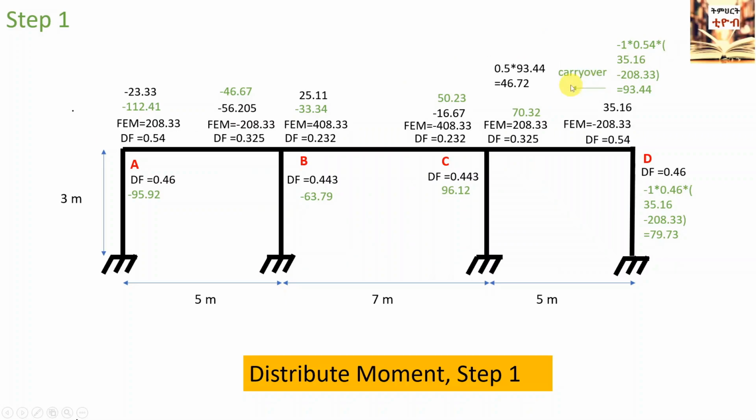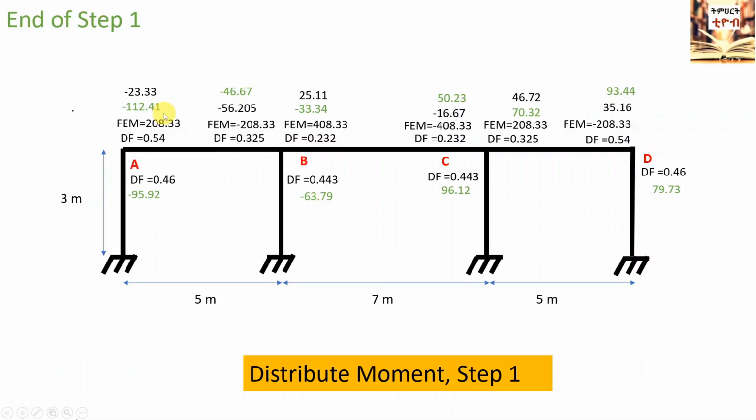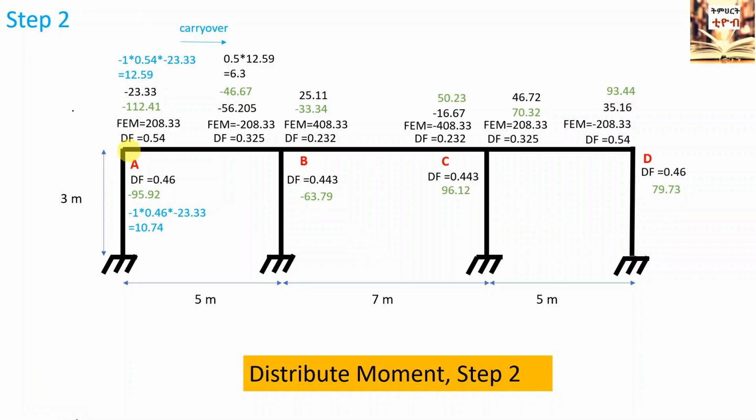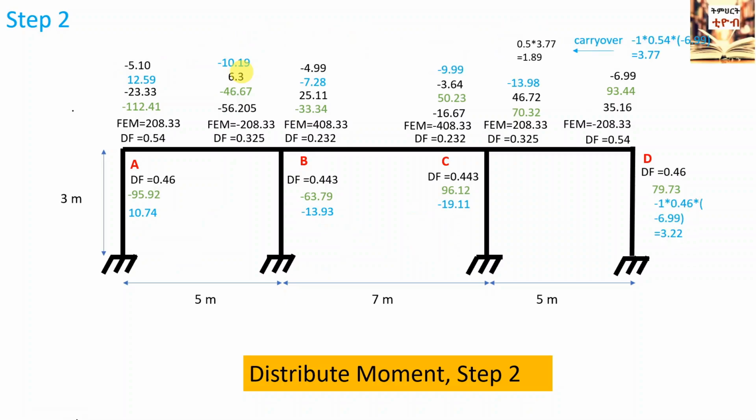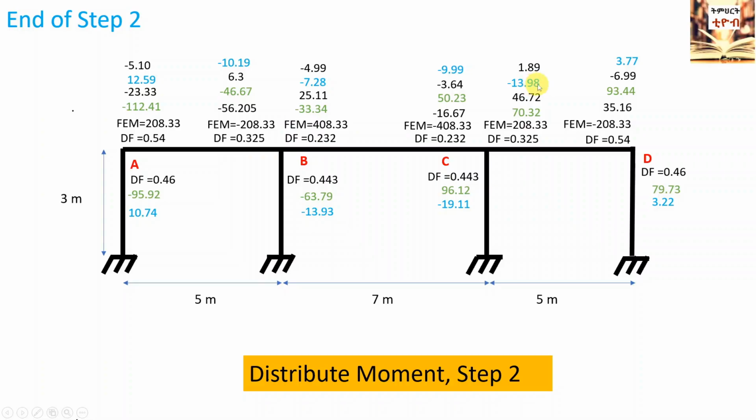Now we have completed the first step of balancing. You see all the balanced moments in the first step in green color and the moments that are carried over from adjacent members in black color above them. Now we start step 2 at joint A similar to step 1. We balance the moments and carry over the balancing moment to joint B. We repeat for joints C and D similarly. Now we have finished step 2. You see all the balanced moments in the second step in cyan color and the moments that are carried over from adjacent members in black color above them.